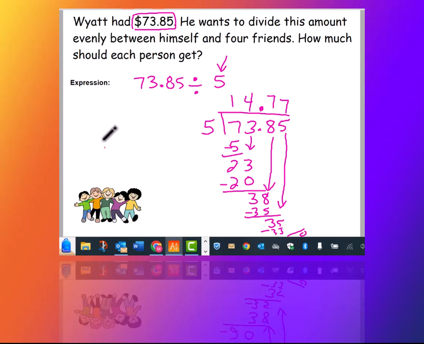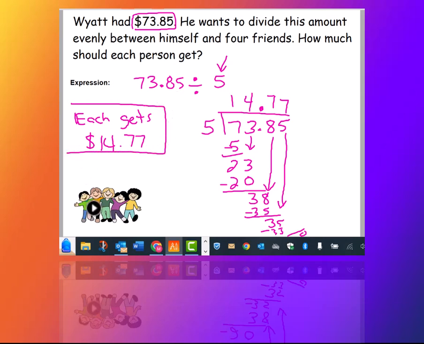And there's your answer. So write a nice, neat little answer statement. Each person will get, or each gets, $14.77. Is that correct? It is.